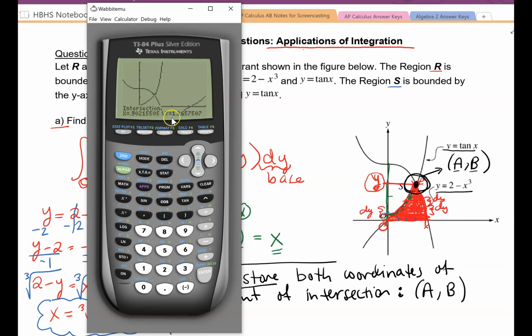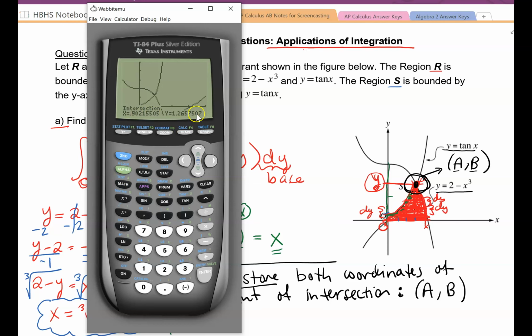As you can see, both the x and the y coordinate are long decimals. So I want to store both of these so I can integrate with respect to either x or y without having to round these decimals, because every time you round, you lose accuracy. It also saves me time. This way I don't have to keep writing these down on my paper or retyping them into my calculator.